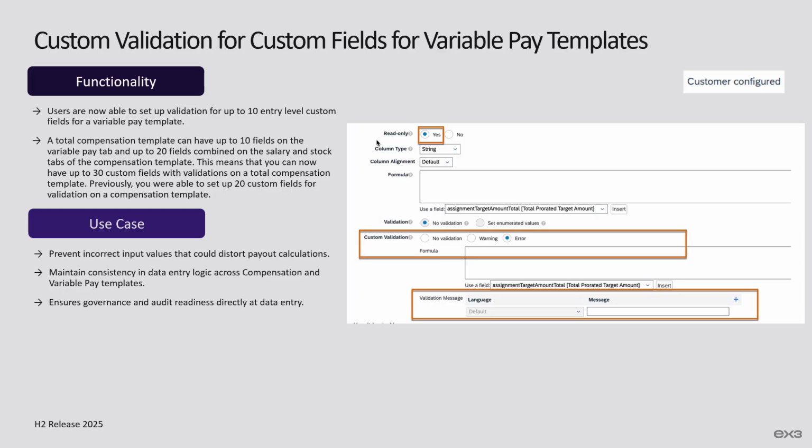So the total compensation template can have up to 10 fields on the variable pay tab and up to 20 fields combined on the salary and stock tabs of the compensation template. This means that as a user, you will now have up to 30 custom fields with validation on the total compensation template.